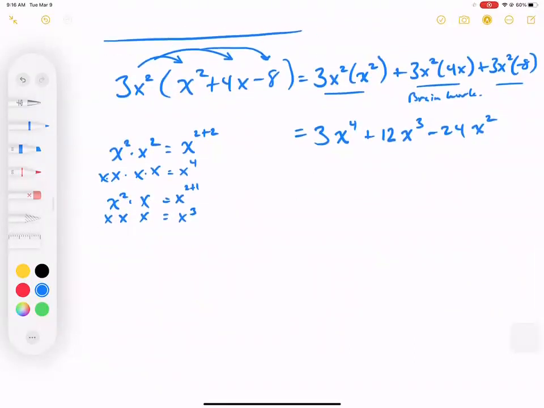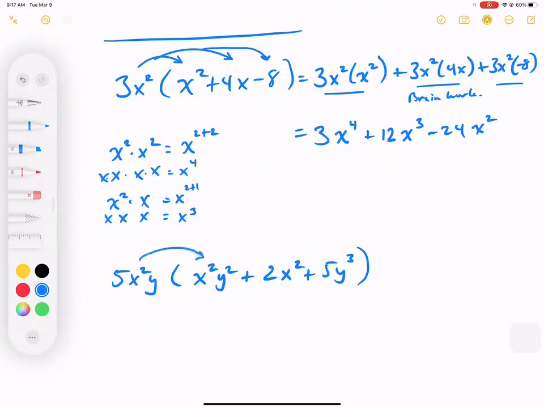Okay, so let's do one more fancy one. If I say 5x squared y, times x squared y squared plus 2x squared plus 5y cubed. Okay, now this is a big fat mess.